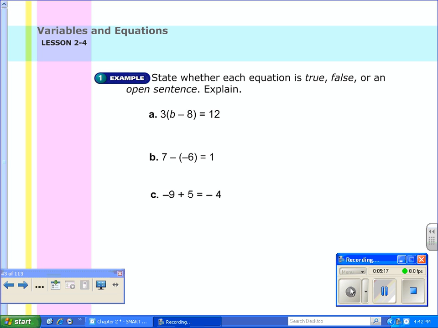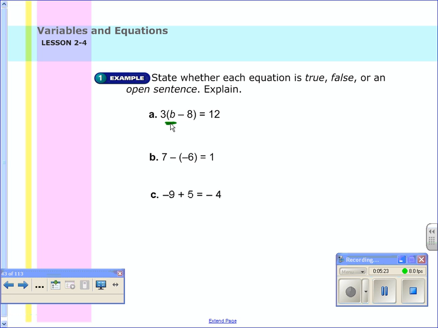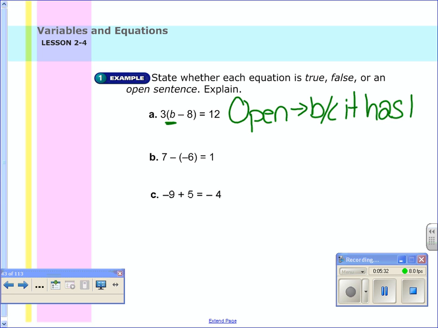All right, well for A, I see 3 times the difference, B minus 8, is the same as 12. Well, this variable B in here tells me that it's open. Why? Because it has B. It has a variable, so it's open.